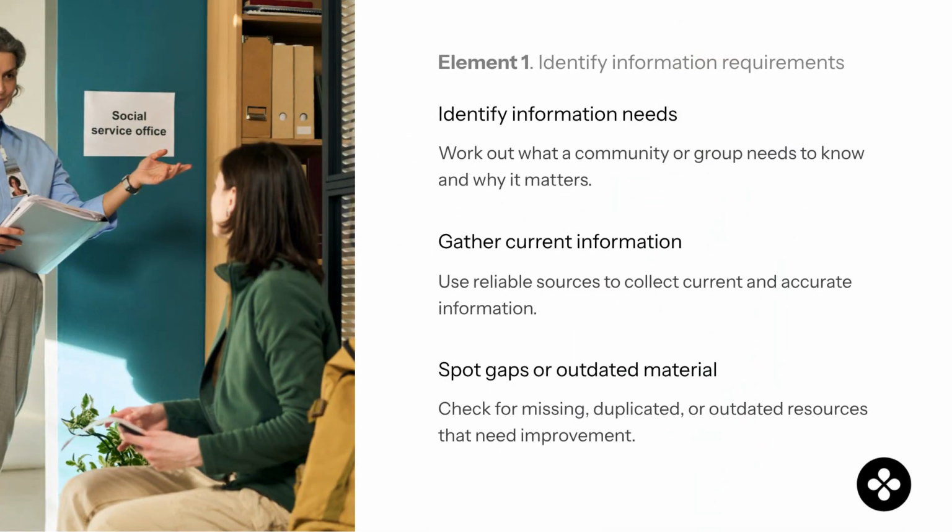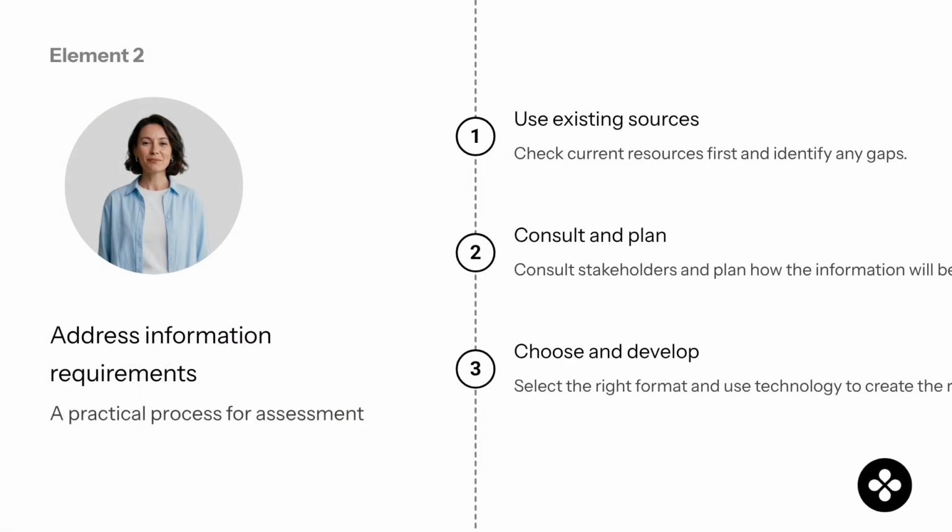Element 1 is about identifying information requirements. For assessment, you'll need to show that you can work out what information a community or specific group needs and why that information matters. You'll also need to gather current and accurate information from reliable sources, so your materials are based on information people can trust. Just as importantly, you need to identify gaps, duplication, or outdated content so you can see what needs to be updated, improved, or created.